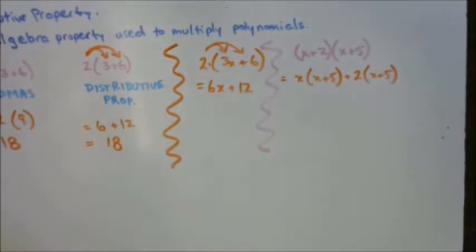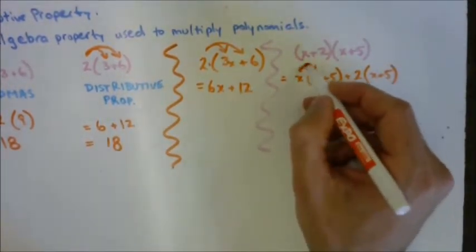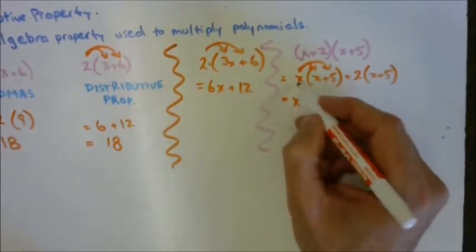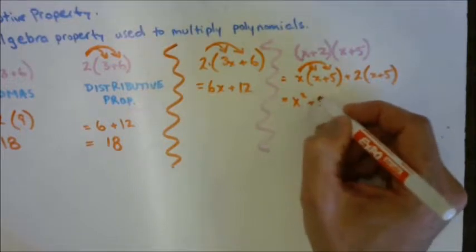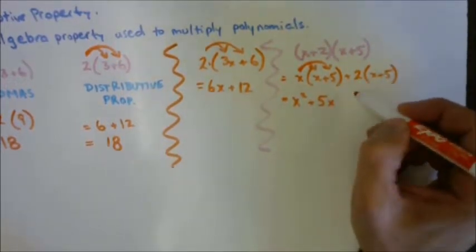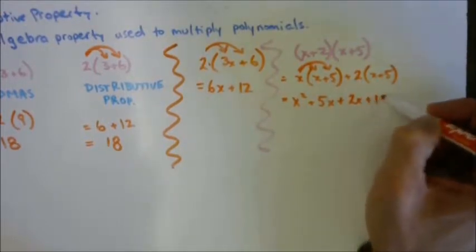And now we can distribute the monomial to both terms inside the binomial. X times x is x squared. X times 5 is 5x. And the same thing on this second one. 2 times x is 2x. 2 times 5 is 10.